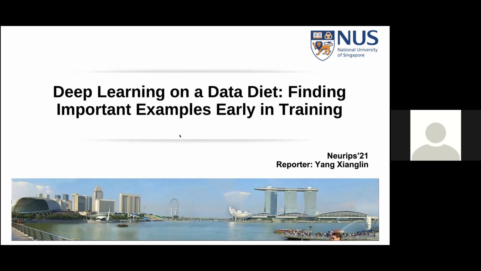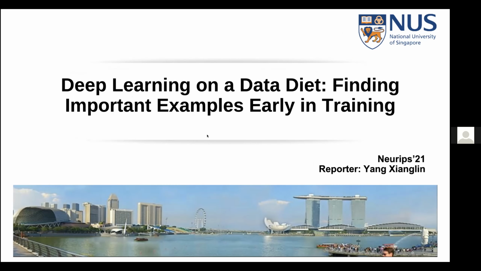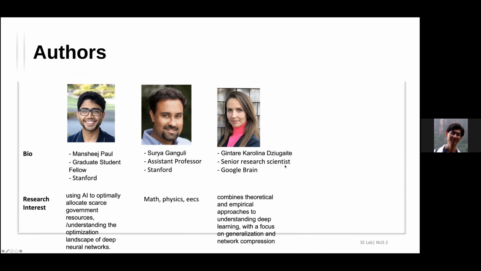The paper I'm going to present today is called Deep Learning on a Data Diet: Finding Important Examples Early in Training. This paper was published at NeurIPS 2021. The authors are from Stanford and a senior research scientist from Google Brain.